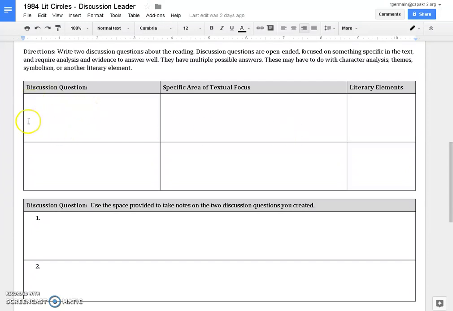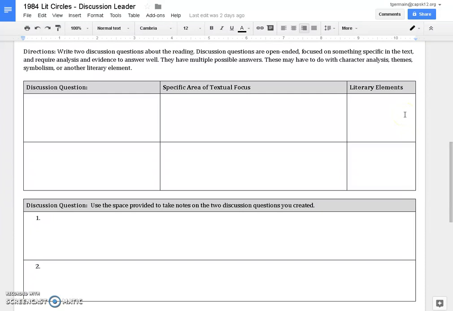So you're going to write your questions over here in this box. In here, this is where you're going to let me know what the specific area of focus is. So in other words, if your discussion question has something to do with, let's say, the proles, you would say in this box that you're looking at certain page numbers or certain paragraphs, or maybe there's a specific quote that you want to make sure that you talk about in your discussion. What are the specific things that you will try to focus on as you're talking about your discussion question?